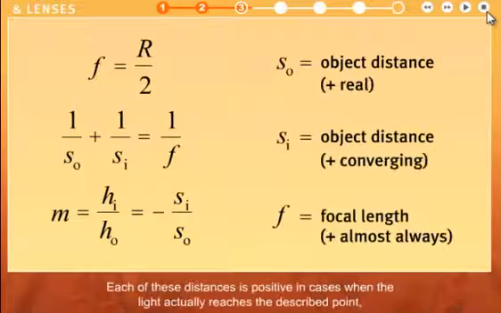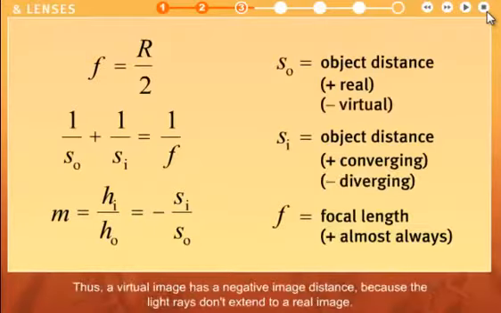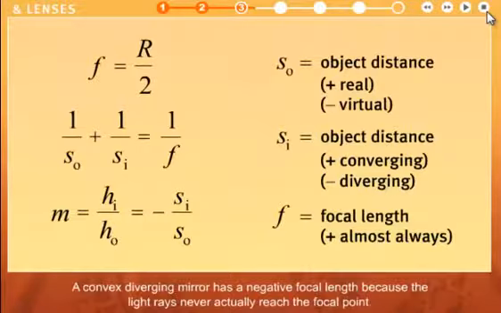Each of these distances is positive in cases when the light actually reaches the described point, whether it be the object, image, or focus, and negative when, instead, reflective rays converge behind the mirror to form a virtual image. Thus, a virtual image has a negative image distance because the light rays don't extend to a real image. A convex diverging mirror has a negative focal length because the light rays never actually reach the focal point.